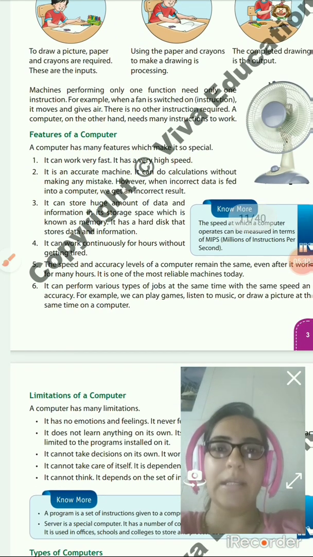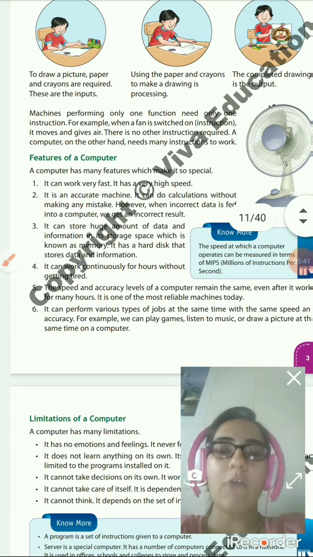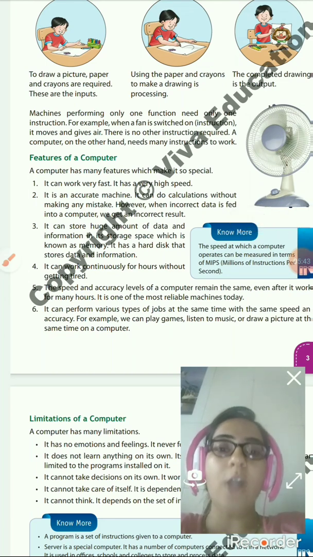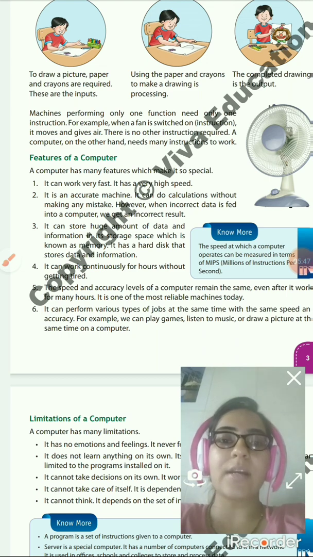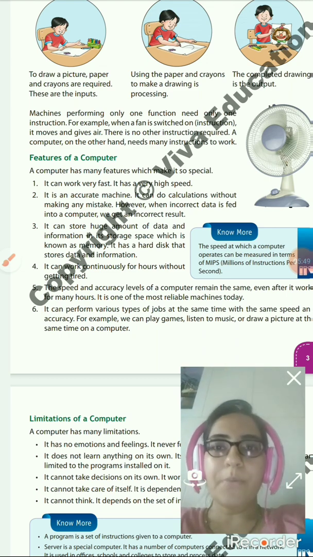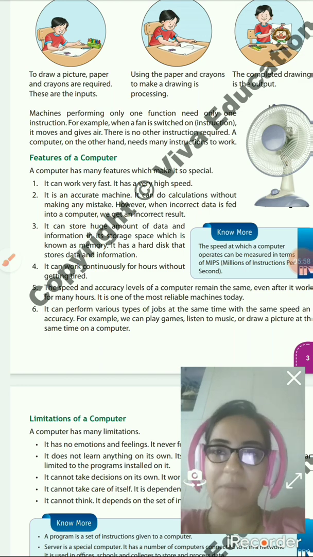Now we will study the features of a computer. What are the features of a computer? What makes the computer more special? Why do children like studying computer? A computer has many features which make it very special. It can work very fast. It has very high speed. It is an accurate machine. It can do calculations without making any mistake.